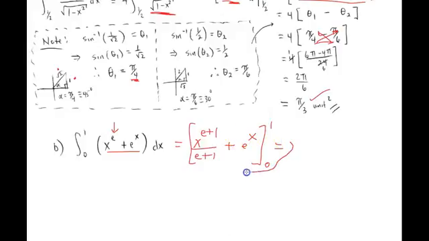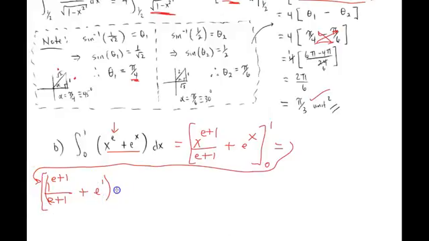So I'll come over here and do that. So we have 1 raised to the e plus 1 over e plus 1 plus e raised to the 1. That's the first term there. Minus, now we plug in 0 everywhere. So 0 raised to the e plus 1, all of that divided by e plus 1, plus e to the 0.